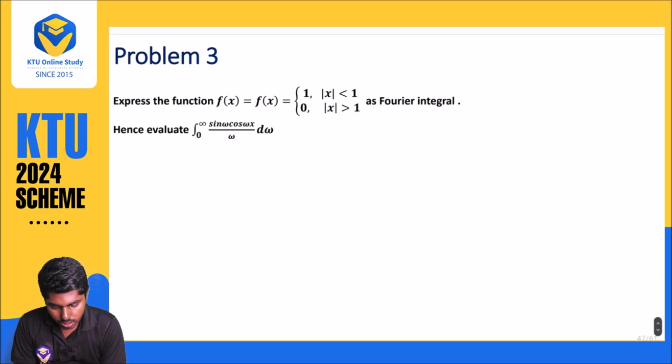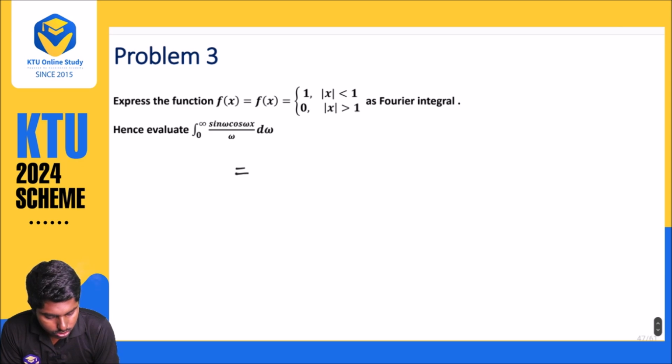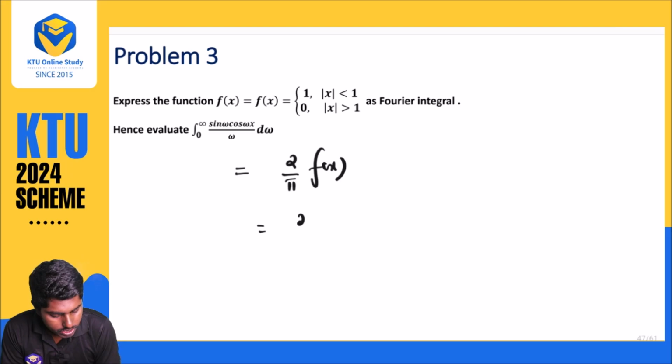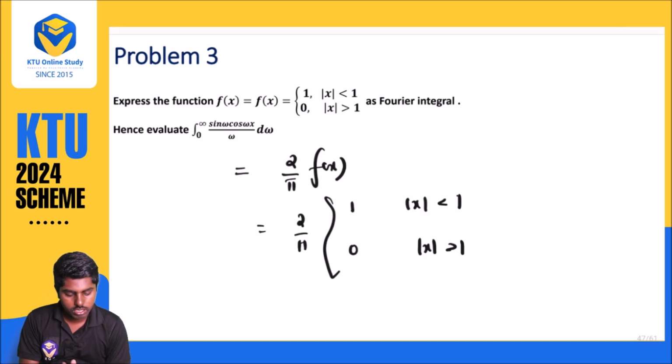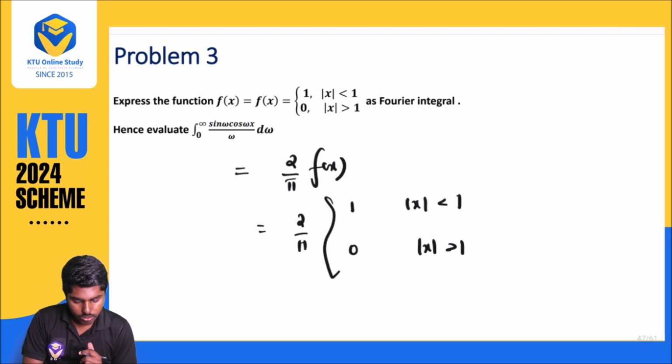So 2 by pi into f of x. What is f of x? f of x is nothing but, we know the thing, 1 for mod x less than 1 and 0 for mod x greater than 1. So this is the thing. Just write f of x as 1 for mod x less than 1 and 0 for mod x greater than 1.